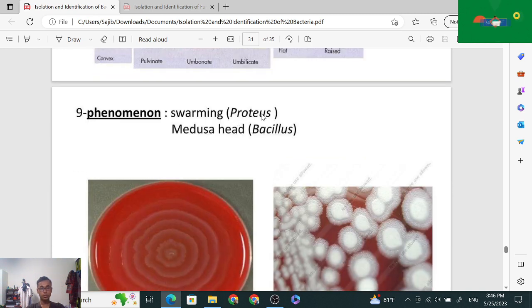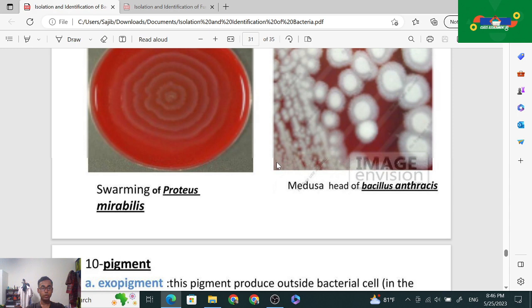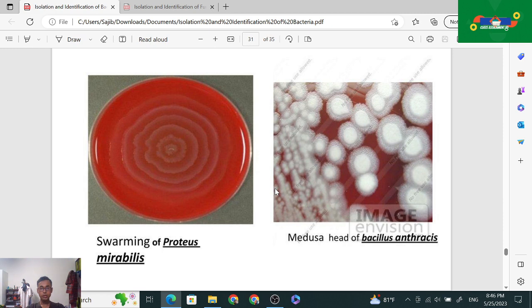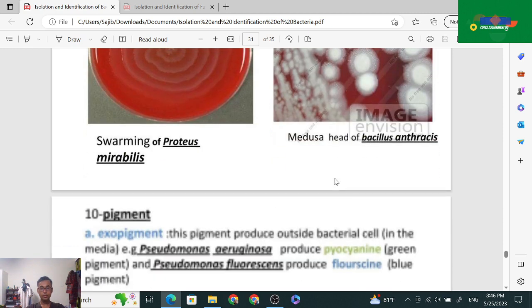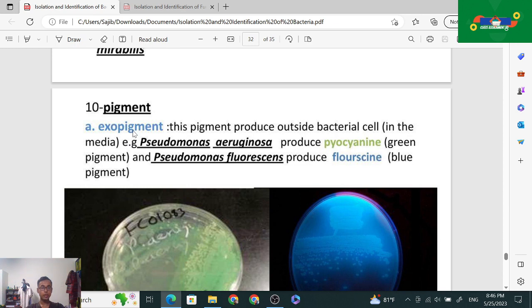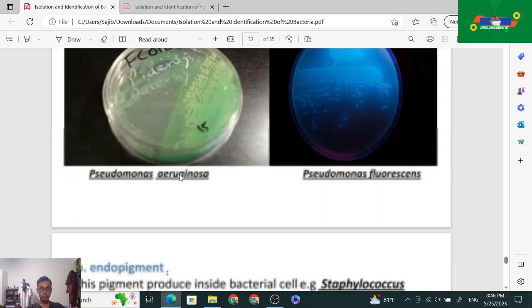swarming of Proteus, then Medusa head of Bacillus. Swarming of Proteus mirabilis, and then Medusa head of the Bacillus anthracis. Then pigment, endopigment and exopigment. Exopigment is produced outside the bacterial cell in the media, and Pseudomonas aeruginosa produces pyocyanin green pigment, and Pseudomonas fluorescens produces fluorescein blue pigment we can see here.